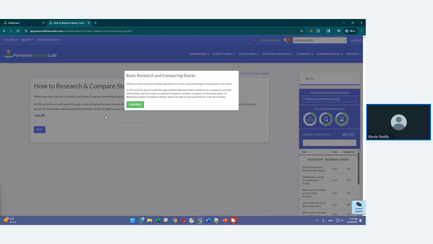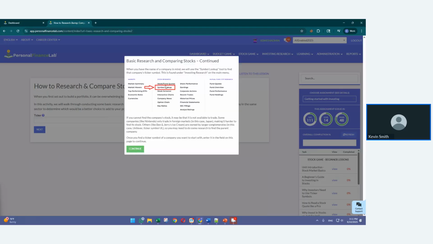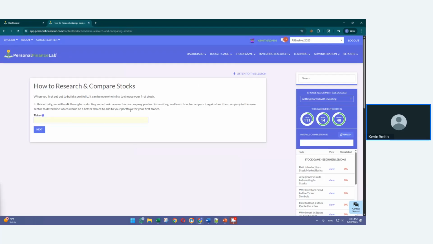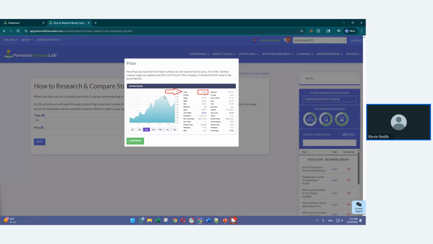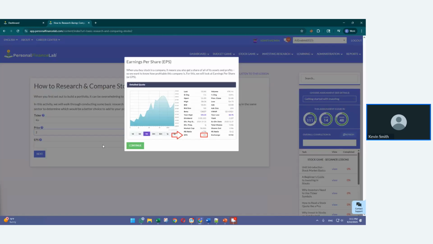And so this is before students even make a trade. It's really just the bare bones research of what it means to have a portfolio. It walks them through using the research tool. They can do a simple lookup to find their stock. And then it walks them through what things they should be looking at when they're trying to make an investment. So how do I find the last price of a stock? It shows them exactly where it is on the page. They enter it here.